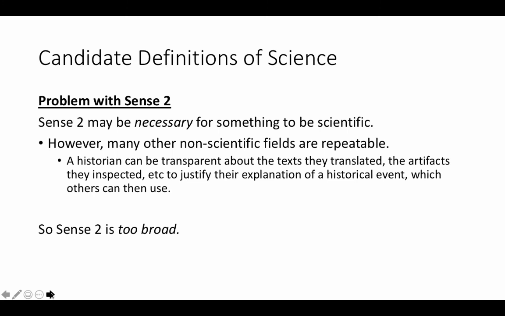Your work should be transparent. Other people should be able to get similar results if they do the same thing you did. If I claim that a lake has been poisoned, someone else should be able to go take samples from that lake and find the poison, for example. But many other non-scientific fields are repeatable in this sense. A historian could be transparent about the text they've translated and the artifacts they inspected, to justify their particular explanation of a historical event, which others can then use. So sense two is perhaps necessary, but it's still too broad. It doesn't capture only science, even if it perhaps captures all science.